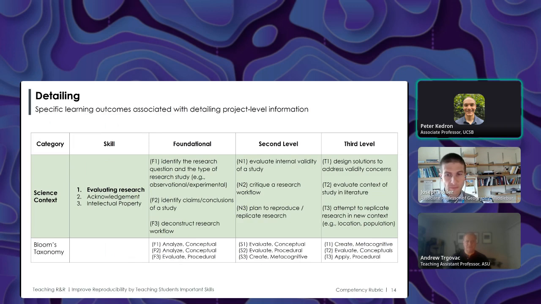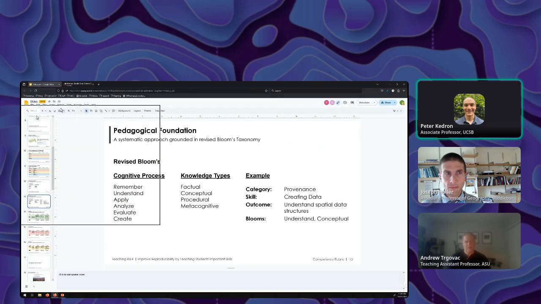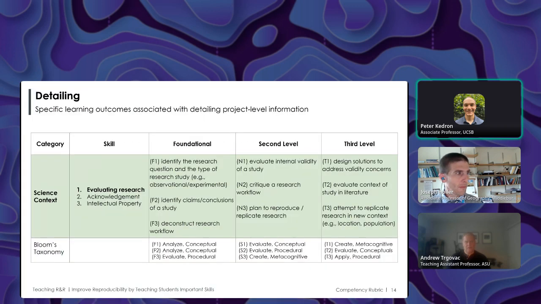So for instance here, just to crosswalk through how this works and present it to everyone, if we're thinking about evaluating research, a foundational skill is like a starting point. Are our students able to identify the research question and the type of research study that they're working with and trying to reproduce, right? And this is sort of an analysis application of a conceptual question, right? Can we break down research? And similarly here, we can go across all of these and go through.